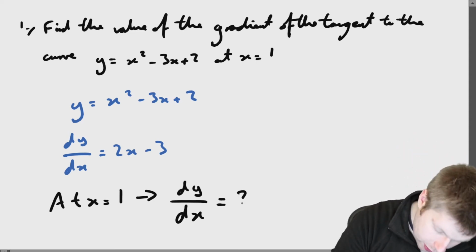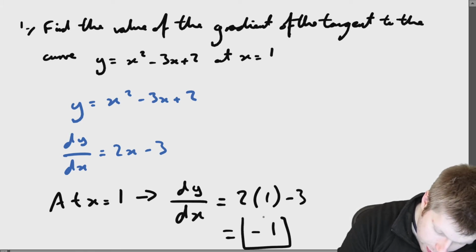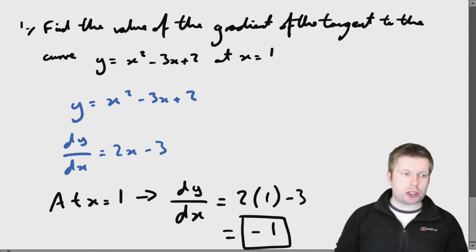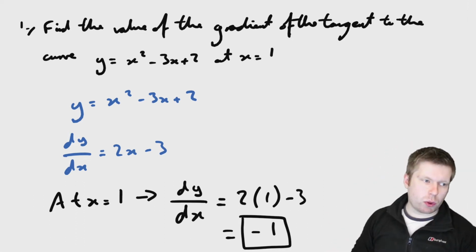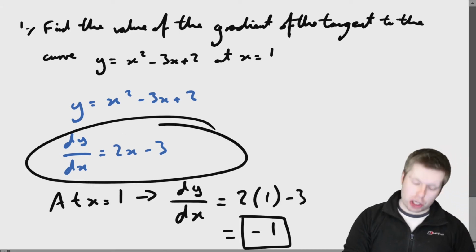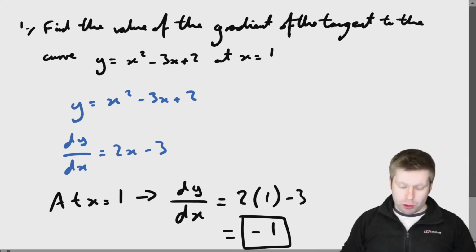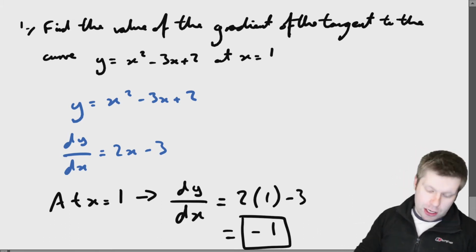So let's have a look. We end up with 2 times 1 minus 3, so 2 minus 3, which gives me negative 1. So the value of the gradient of the tangent to the curve y equals x squared minus 3x plus 2 at the point x equals 1 is negative 1. It's a simple case of differentiating to get the gradient of the tangent function, then sticking in whatever point you're after, and whatever it comes out as is the actual value of the gradient of the tangent.